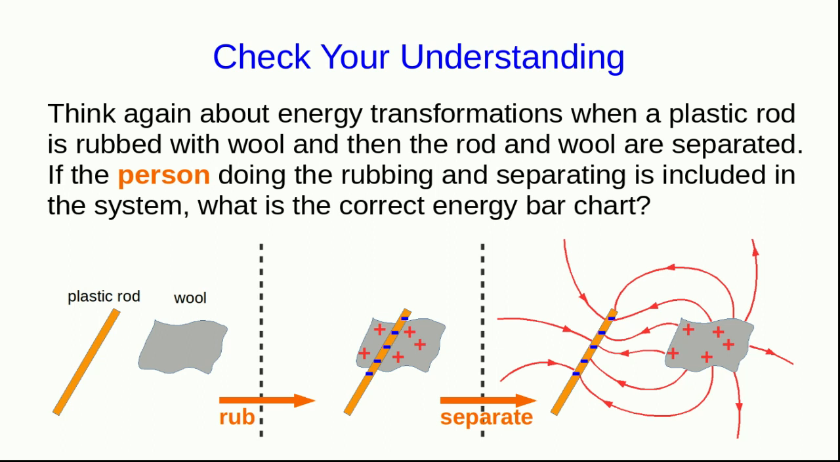So think again about the plastic rod being rubbed with the wool and the energy transformations. But this time, suppose you are rubbing the plastic rod with the wool, and we include you in the system. Draw the correct energy bar chart now that you are included in the system.